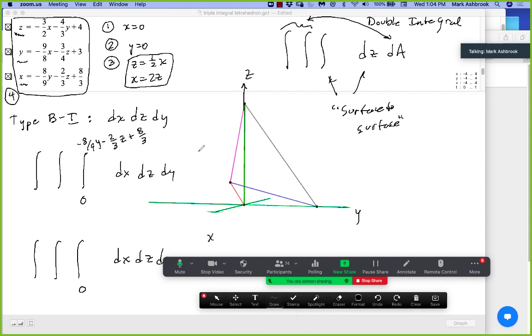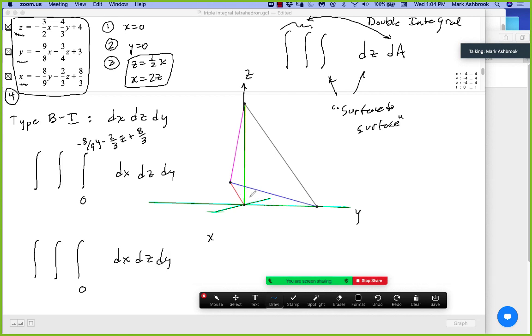Okay, so sometimes the front is that, and then sometimes the front is this. What are we going to use for the upper limit of integration for that then? Right here. 2z. Yeah, x equals 2z.